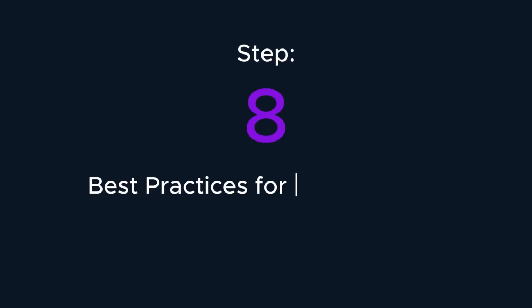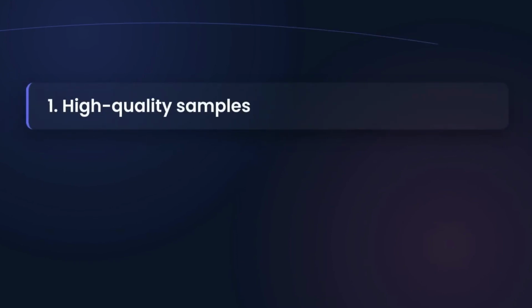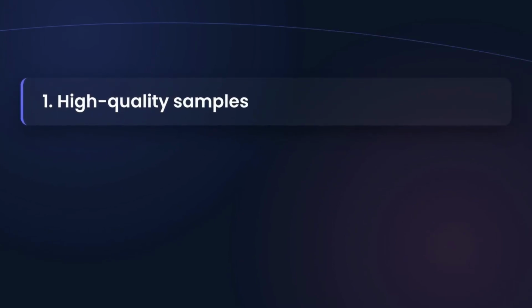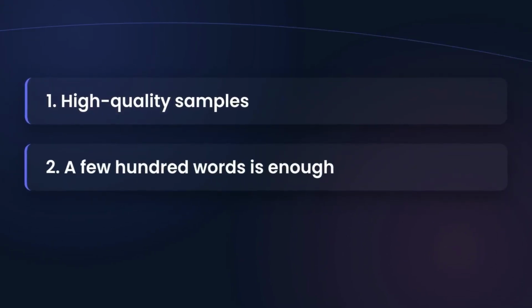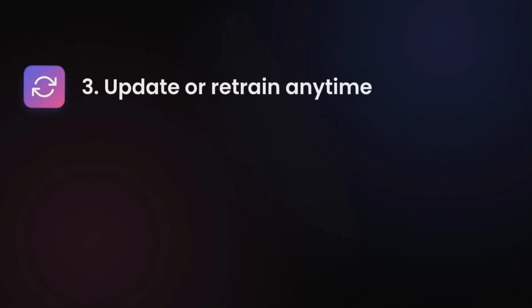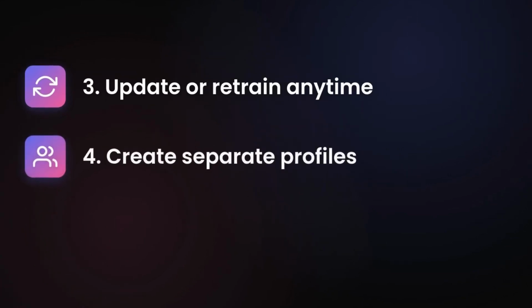Step 8. Best practices for best results. Here are a few quick tips to get the most out of the brand voice module. Always use high-quality samples. The AI learns what you give it. A few hundred words is usually enough to start. You can update or retrain your voice anytime as your brand evolves. Create separate profiles for different content types if needed. WriteRush is flexible and adapts as you do.